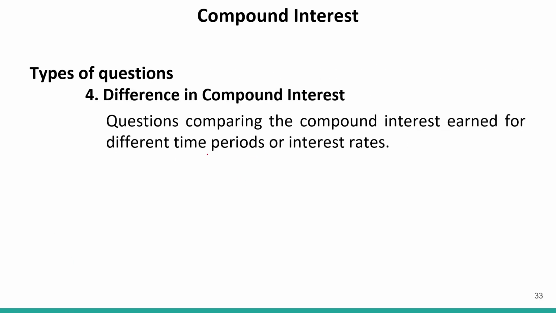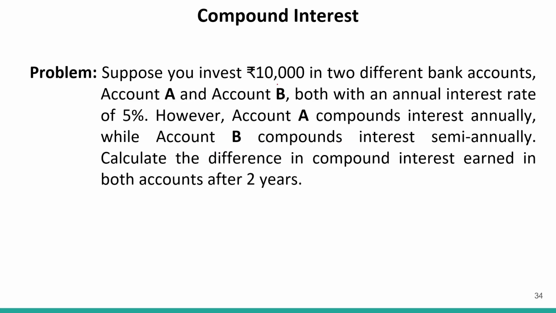So let's see the fourth kind of question, that is difference in compound interest. These are questions comparing the compound interest earned for different time periods or interest rates. Suppose we have 10,000 rupees in two different bank accounts, A and B, both with an annual interest rate of 5%. However, account A compounds interest annually and B compounds the interest semi-annually. Calculate the difference in compound interest earned in both accounts after 2 years.